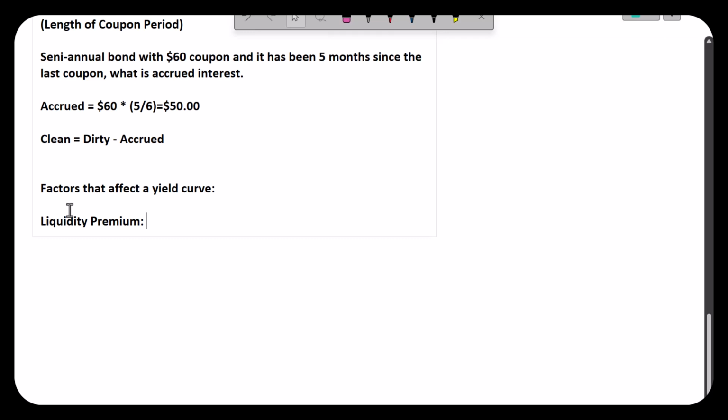So the less liquid a bond is, everything else being the same, the yield is going to be higher, and the price is going to be lower, of course. That means liquid bonds will have a higher price compared to illiquid ones, everything else being the same. Less liquid implies higher yields.